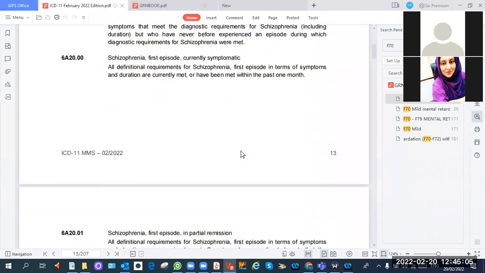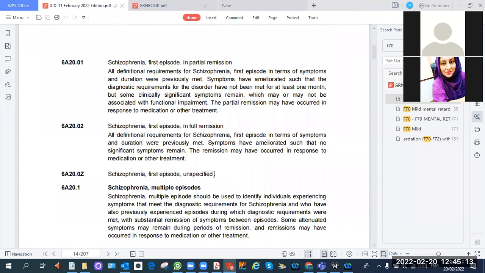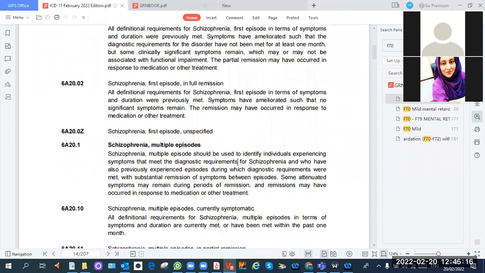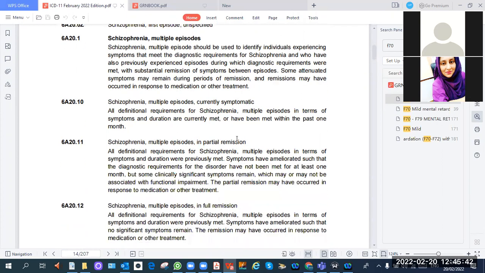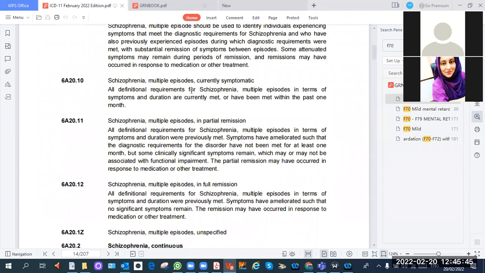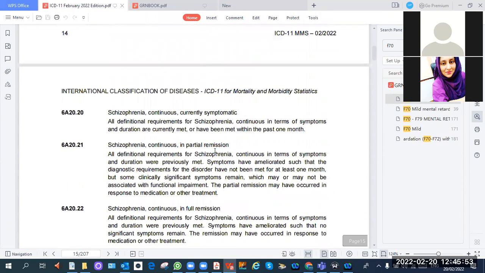Schizophrenia can be first episode currently symptomatic, first episode in partial remission, first episode in full remission. This is how they classify, and then schizophrenia multiple episodes. It was very difficult to diagnose first episode psychosis, and they have made it easier. If it is more than 3 months, rather than calling it first episode psychosis, you can call it first episode schizophrenia if it fulfills the criteria. Otherwise, you will say acute and transient psychotic disorder, and it will still be first episode. Schizophrenia multiple episodes can be symptomatic, in partial remission, full remission, and there is also schizophrenia continuous, currently symptomatic.